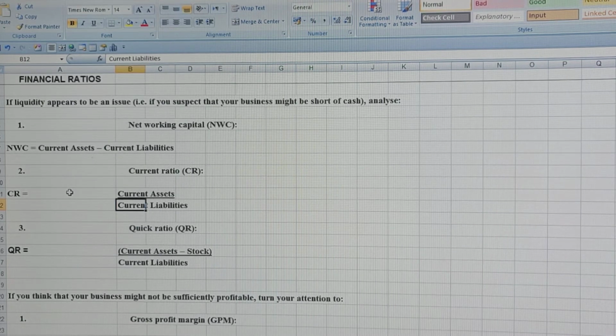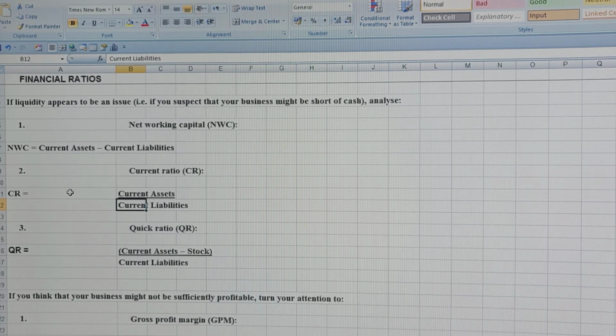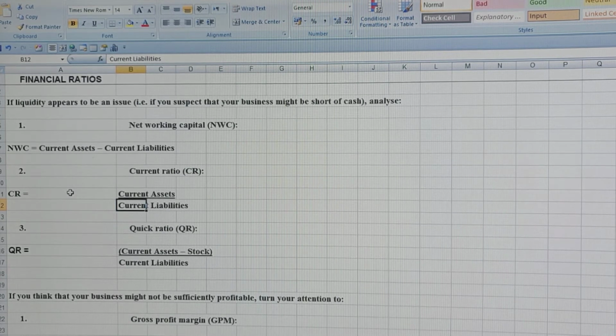That is, what you have as your liquid asset and cash is 1.5 times the size of your current liabilities. That is, debts that are due for immediate payment to suppliers, HMRC, and so on, which is very healthy. But if the relationship is the other way around, with your current liabilities being heavier than your current assets, then that will be bad news.